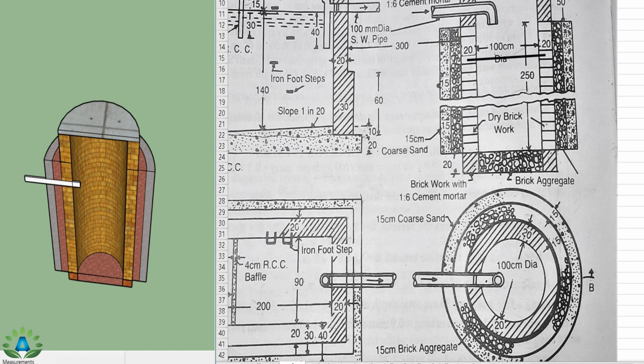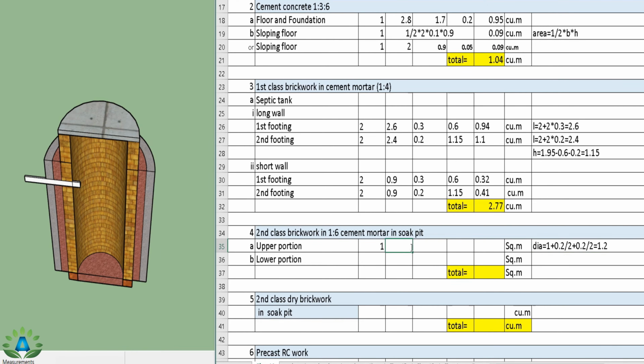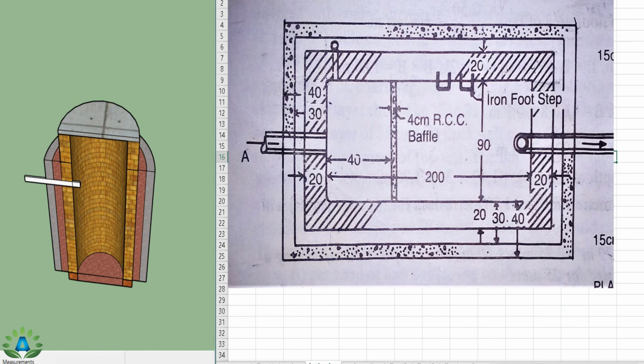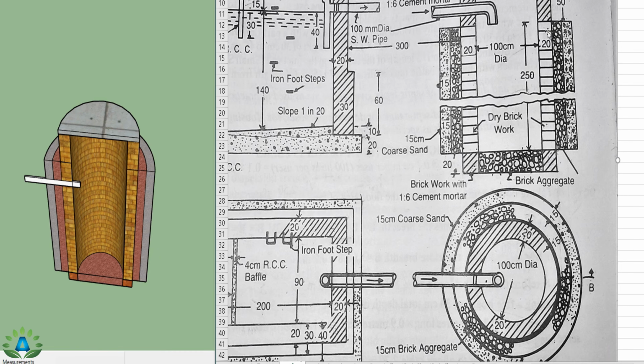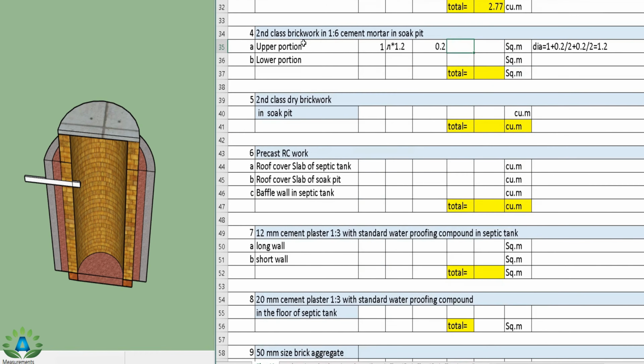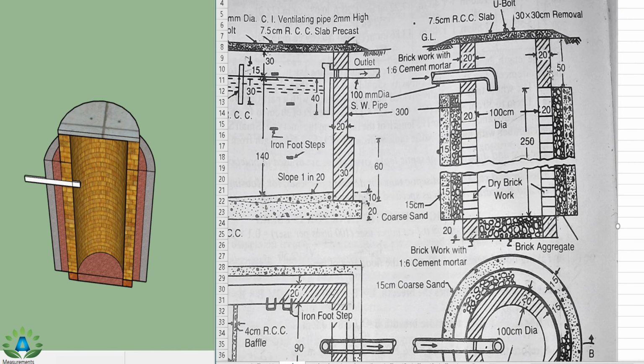So I have to write the diameter equals 120, and we have the perimeter of the circle, pi into d, and pi d is our length. If you multiply by this width, that is 0.2 meter, that is this portion 20 centimeter. So width equals 0.2, and we have to multiply by its height. Now we have to calculate the height of this upper portion. That means this is the brickwork in the upper portion, so the height is 50 centimeter, that is 0.5 meter.